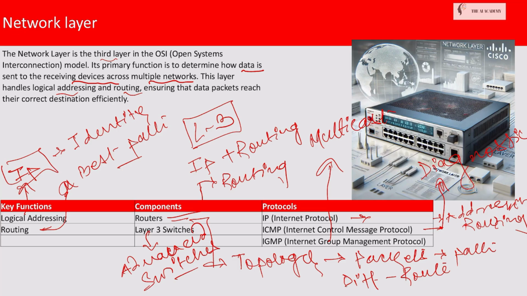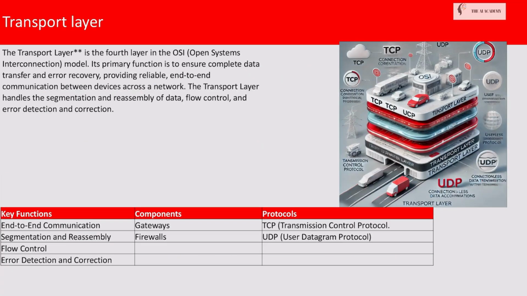multiple hosts simultaneously. For example, the IP addresses are the logical addresses assigned to network devices, used to identify and locate devices on a network. And the packets are the units of data that include a header with addressing and control information and a payload, which is the actual data being transmitted. Let us now discuss the transport layer, Layer 4.